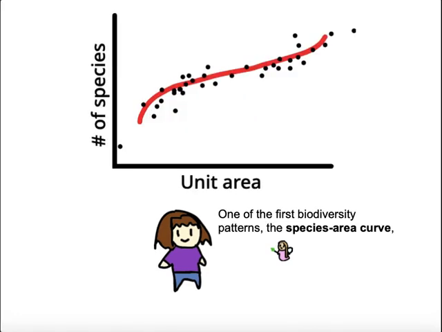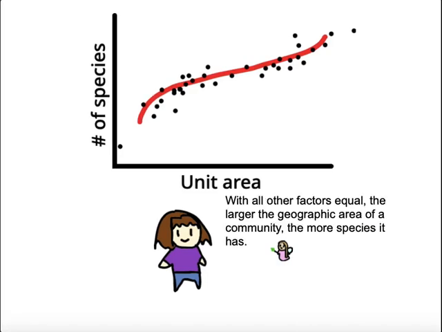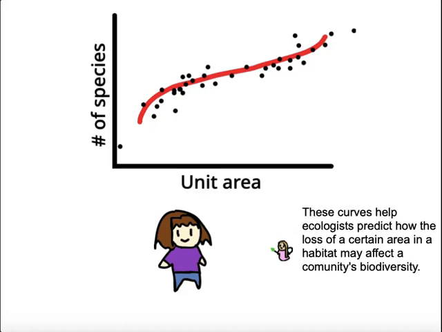One of the first biodiversity patterns, the species area curve, was recognized by Alexander von Humboldt. With all other factors equal, the larger the geographic area of a community, the more species it has. These curves help ecologists predict how the loss of a certain area in a habitat may affect a community's biodiversity.